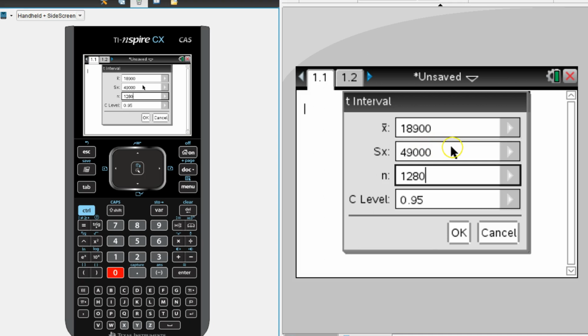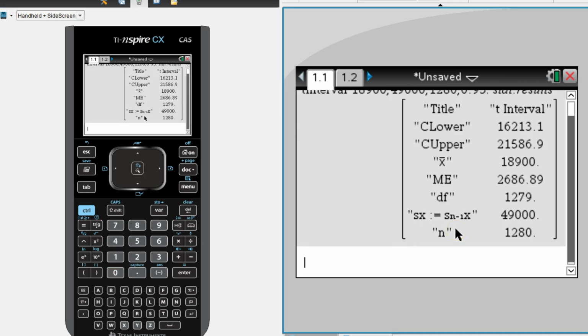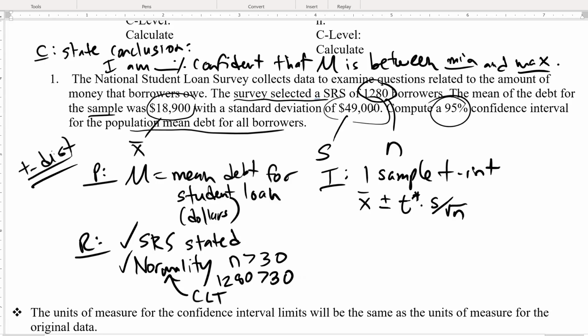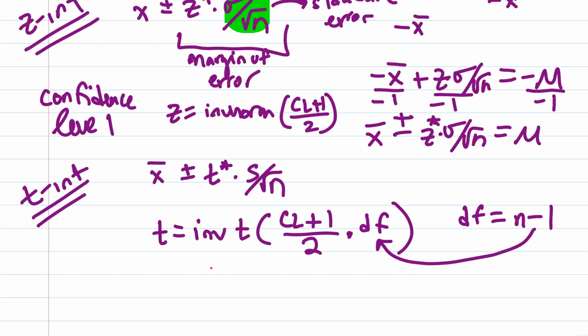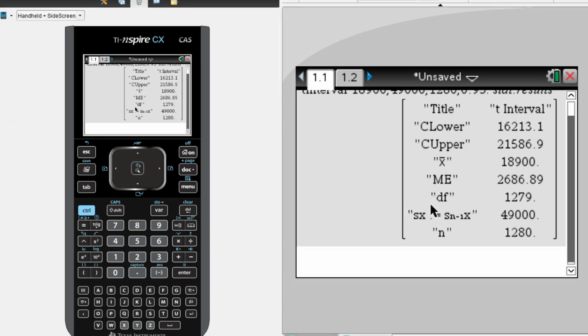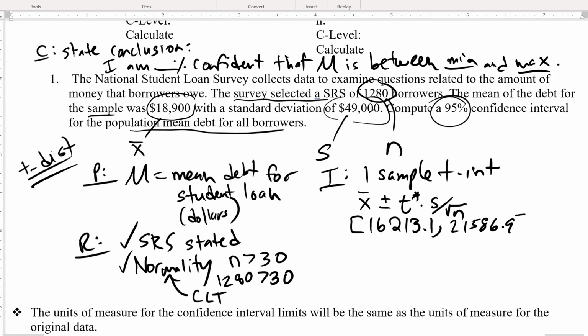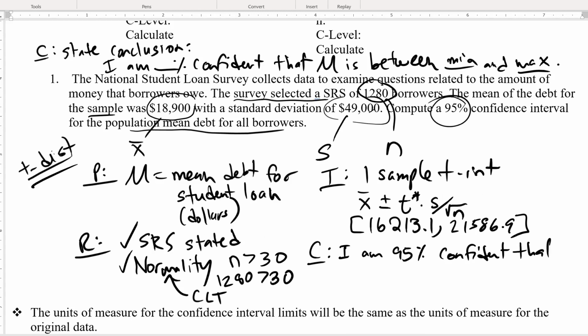So I can leave that. Okay. We have a lower and an upper, 16,213.1 and the maximum, wrong one, of 21,586.9. This is not done. You must state the conclusion. I am 95% confident that what? I don't have to restate it. We did it up here. That mu, the mean debt for all these students is between $16,213.10 and $21,586.90.